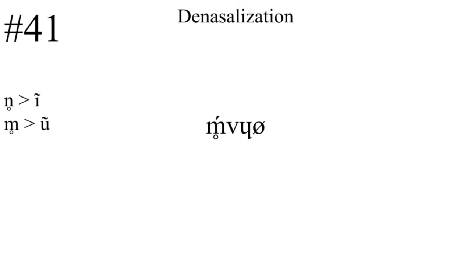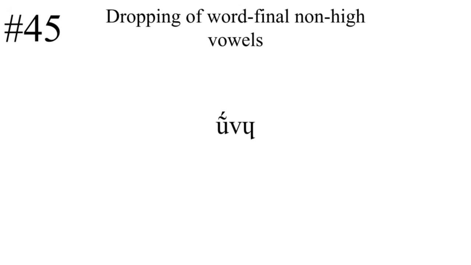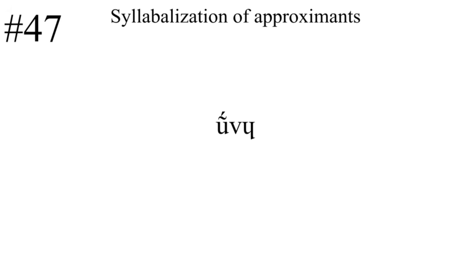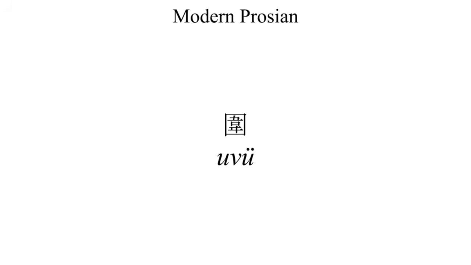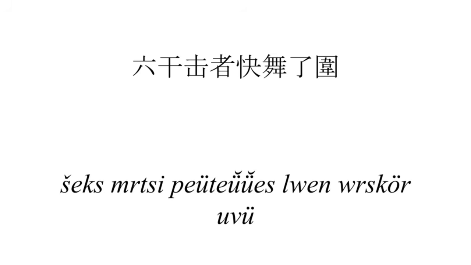Rule 41, the syllabic nasal becomes a nasal vowel. This time it's u, forming mv. The final e is lost according to Rule 45, and then the ye becomes u according to Rule 47, forming mv. Rule 60 expels the nasal, and with no plosive to attach to, it just disappears. The final product is then uvu.